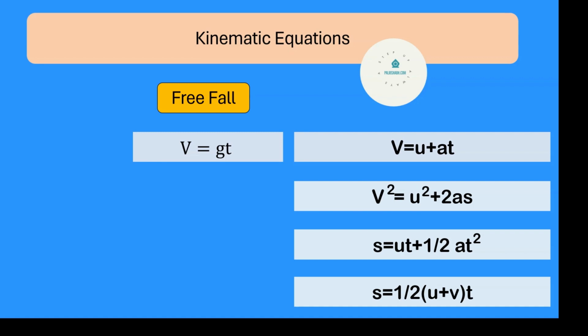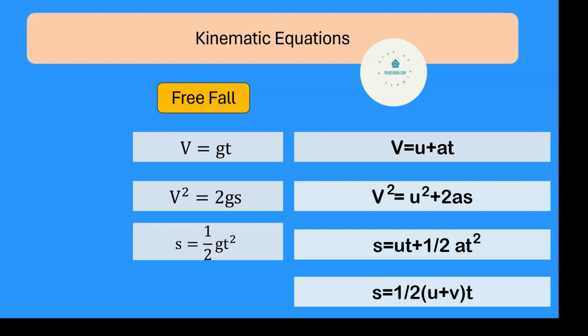The second equation would change its physical appearance into the final velocity squared is equivalent to the product of acceleration due to gravity and the displacement multiplied by 2. Again, a is nothing but acceleration due to gravity and u would be 0. The third equation would transform as the displacement is equivalent to the product of the acceleration due to gravity and time squared divided by 2. The last equation would transform as the displacement being equivalent to the final velocity divided by 2 multiplied by the time taken. The initial velocity is 0, therefore it is not considered here.